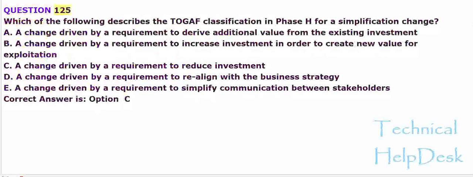Question 125. Which of the following describes the TOGAF classification in Phase H for a simplification change? A. A change driven by a requirement to derive additional value from the existing investment. B. A change driven by a requirement to increase investment in order to create new value for exploitation. C. A change driven by a requirement to reduce investment. D. A change driven by a requirement to realign with the business strategy. E. A change driven by a requirement to simplify communication between stakeholders. Correct answer is option C.